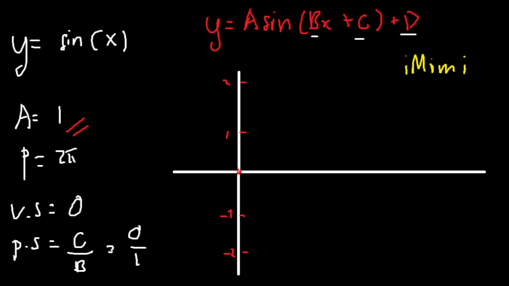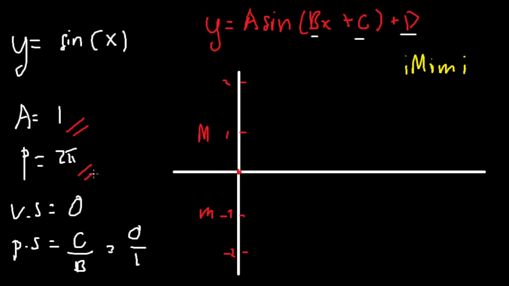makuha ang ating minimum. So, 1 unit up. Ayan, pataas tayo. This will now be our maximum and 1 unit down will now be our minimum. Now, using this concept, we can now graph. May nakalimutan pa pala ako.